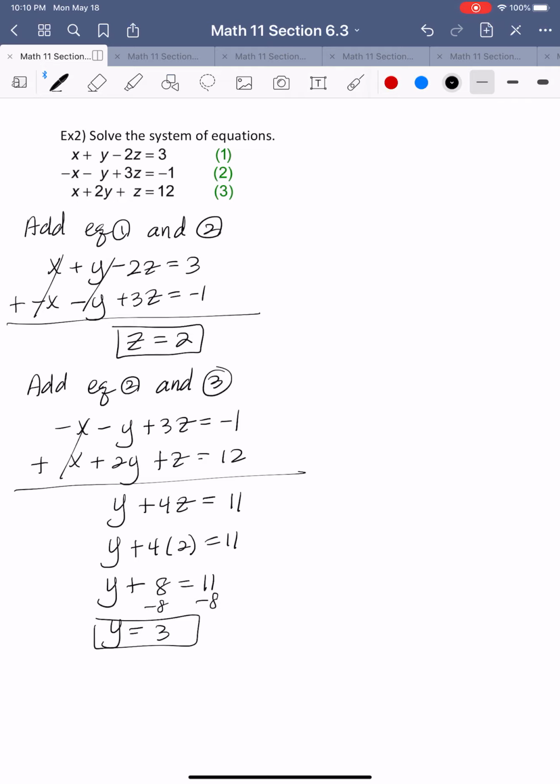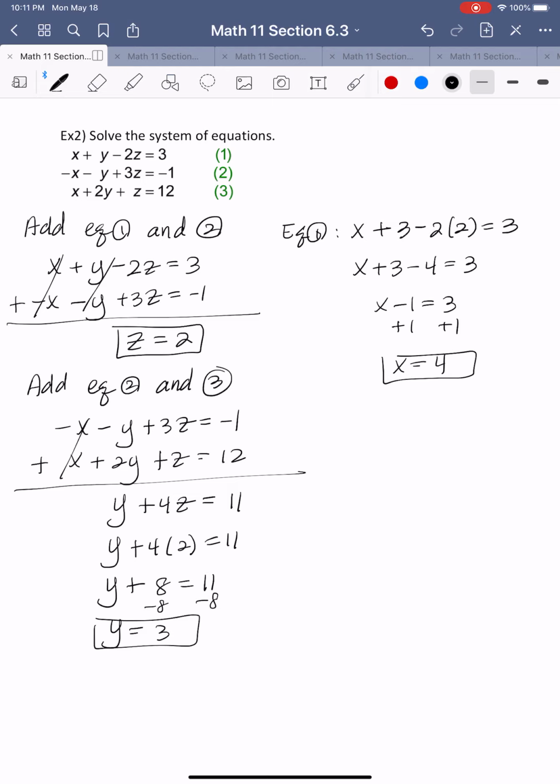And then in order to find the x, you can use any of the equations, but I want to use equation 1 to solve for x. So x plus y plus 2 times z equal to 3. So x plus 3 minus 4 equal to 3. x minus 1 equal to 3. Add 1 to both sides. x equal to 4.